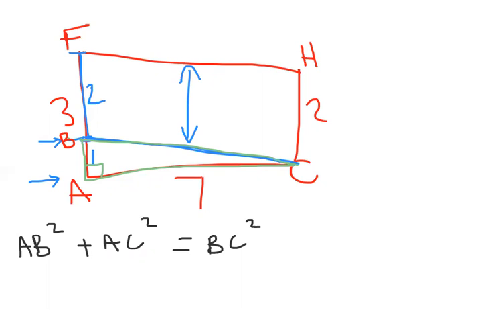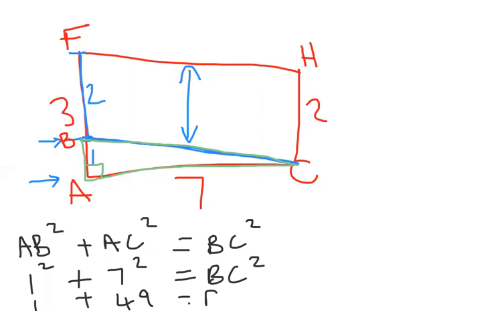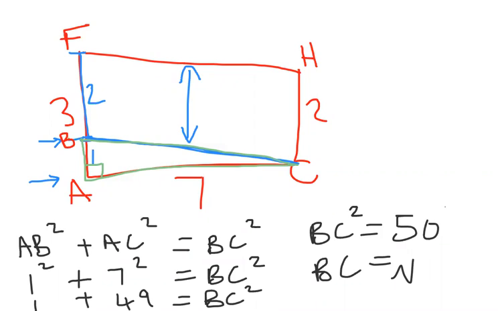So now let's see if we can work it out. AB is 1, so 1 squared is just 1. AC is 7, squared that gives 49. So if you look carefully, then BC squared will equal 50, and then BC alone will equal square root of 50. So that's BC over here, square root of 50.